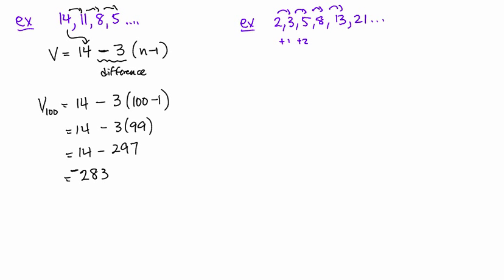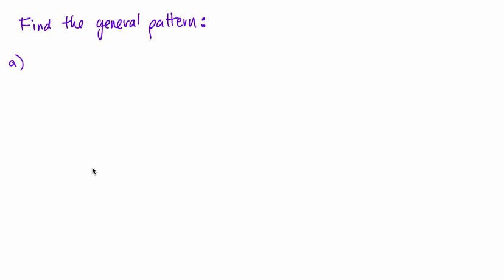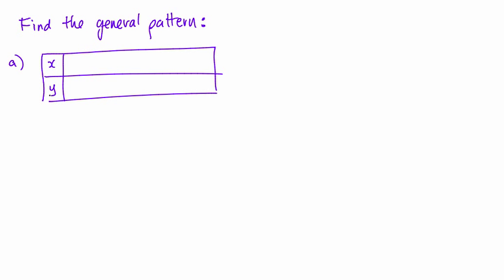Let's take a look at some patterns as described by tables. In this section I'm going to give you a table, so it just looks like this. Some x values and some y values. So maybe x is 0, 1, 2, 3, and 4, and the corresponding y values can be 5, 9, 13, 17, and 21. My question here is, how can I come up with an equation that will describe this pattern and continue the pattern forever?